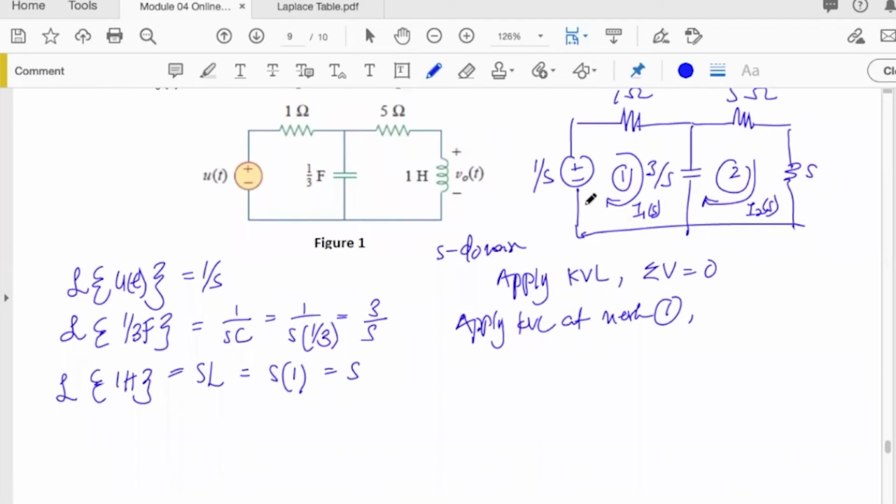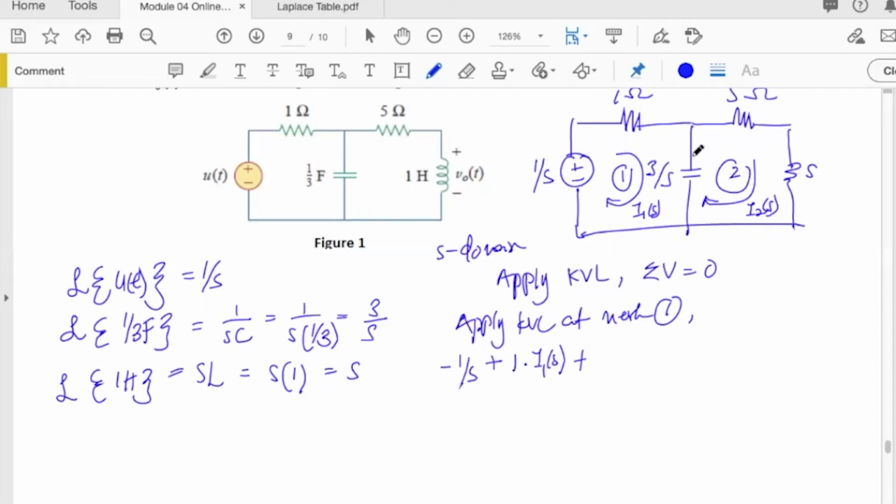So this is our voltage, 1 over s, but because of the reverse polarity based on our reference current, we get negative 1 over s. Plus we have a voltage drop inside the 1 ohm resistor, so current times the resistance, which gives us 1 times I1(s).